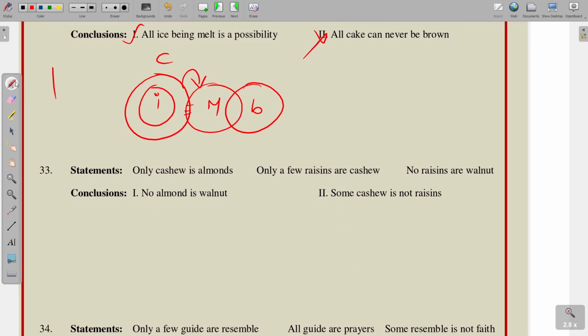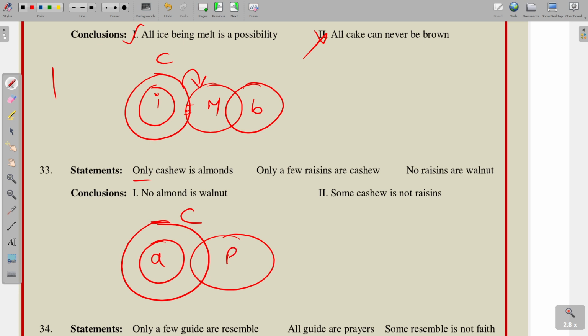Only cashew is almond. It means all almond are cashew. So here the only statement follows. No one has the right to enter into almond. Only a few rice are cashew. No rice is walnut. No almond is walnut. So almond here, walnut here. Actually, only cashew is almond. Definitely the first one follows: no almond is walnut. Some cashew is not rice.